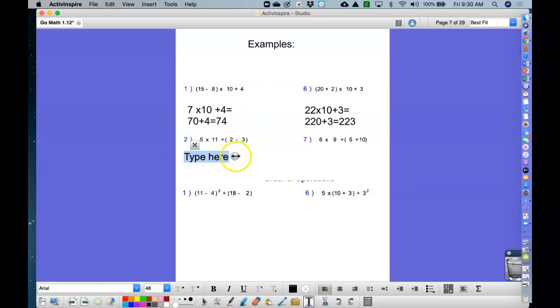Another example. I see my parentheses, so I'm going to write this part of the problem first. And they put in here 2 minus 3. I'm going to actually change this number because we don't work with negative numbers. So we're going to make this a 12. So let's cheat a little. I will never have you do a problem like that.